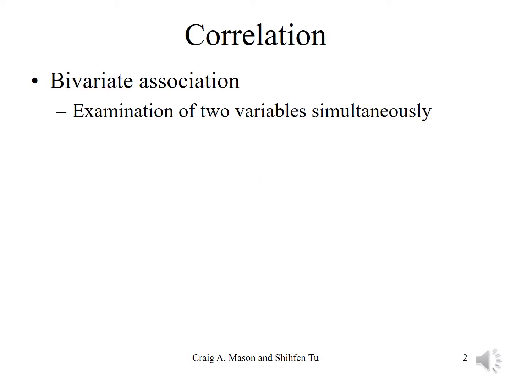Correlation involves examining what is known as a bivariate association, which means that we're looking at the association between two variables simultaneously. These can be things like the relationship between someone's height and weight, how tall they are compared to how much they weigh, or it can be something like how many hours a child reads at home and his or her verbal PSAT score.